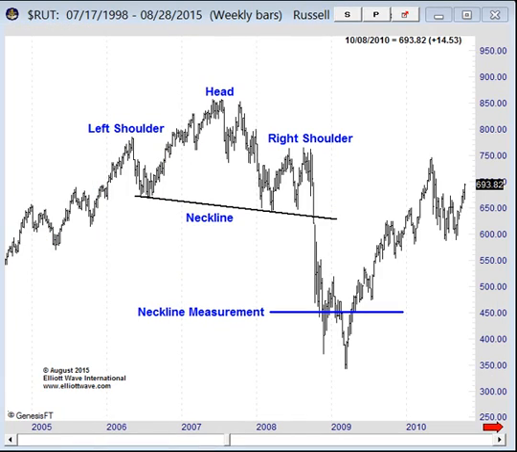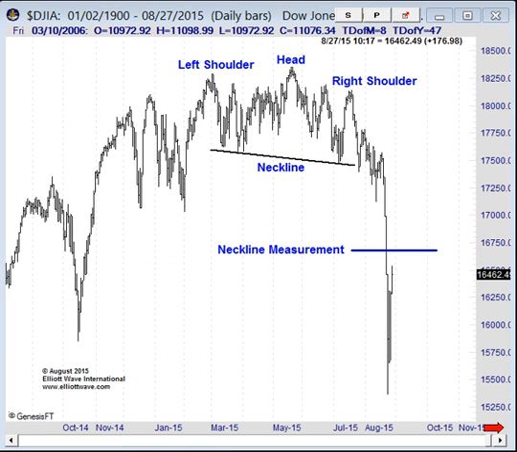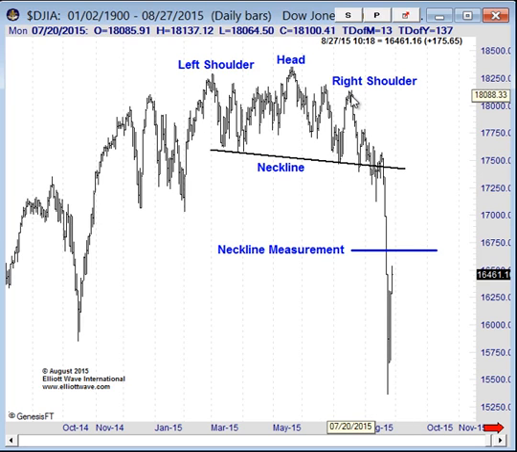Now let's take a look at a few more examples. This is the Russell, and let's take a look at what's occurred recently in the Dow Jones. Back in March, we had a price high. Here's our left shoulder. We came down, we pushed up. Here was the actual high that occurred back in, I believe, May, and that would represent the head. Notice the downward sloping trend line in this instance, and then we bounced up. This was back in July, and then we saw the sell-off.